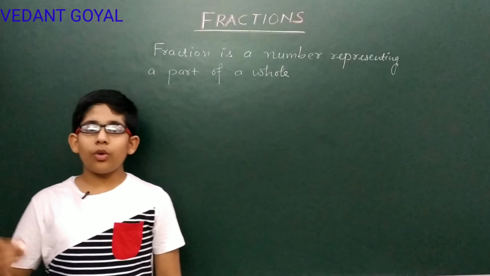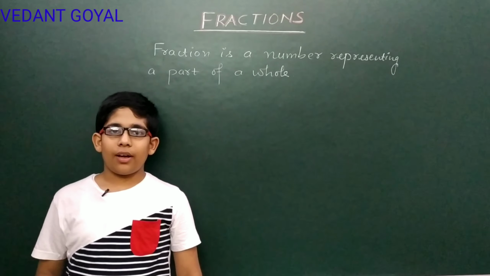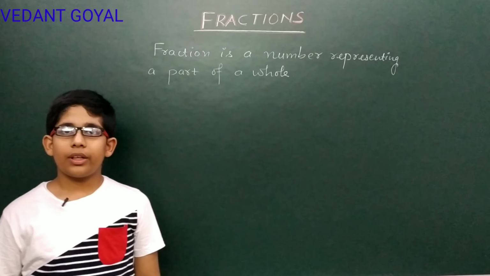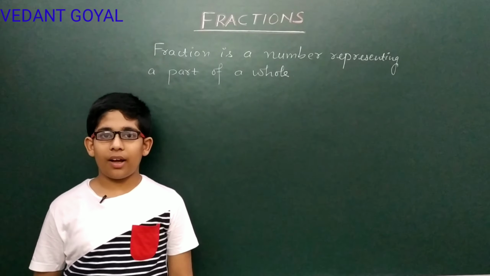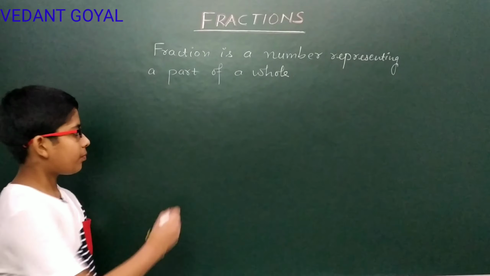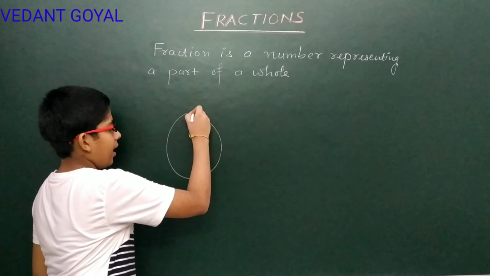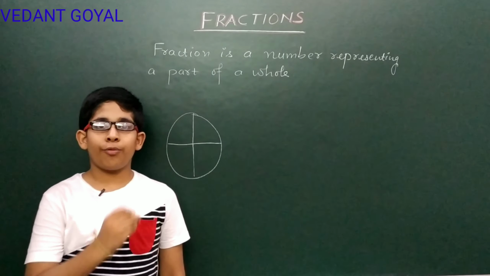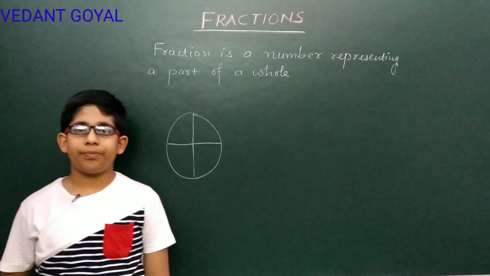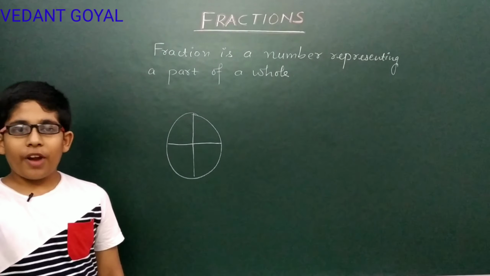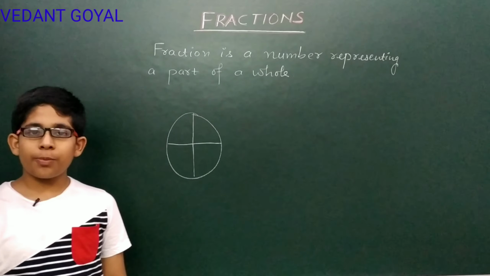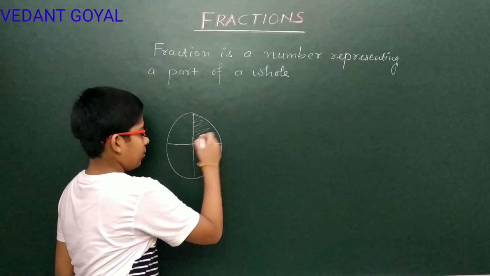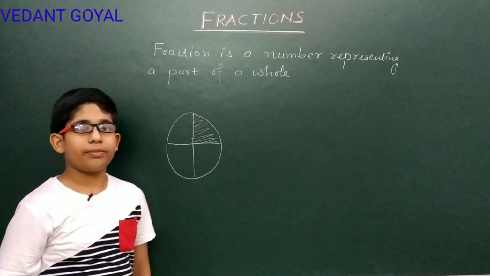Suppose you have to give a part of a pizza amongst 4 people. What will you have to do? You will have to divide the pizza into 4 equal parts. You will take the pizza and divide it into 4 equal parts and give one part to each of the people. And what fraction of the pizza will each person receive? That will be 1 part of the whole pizza.